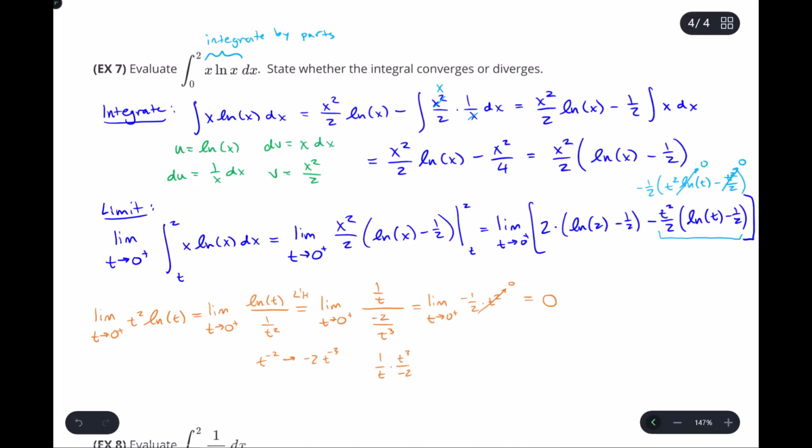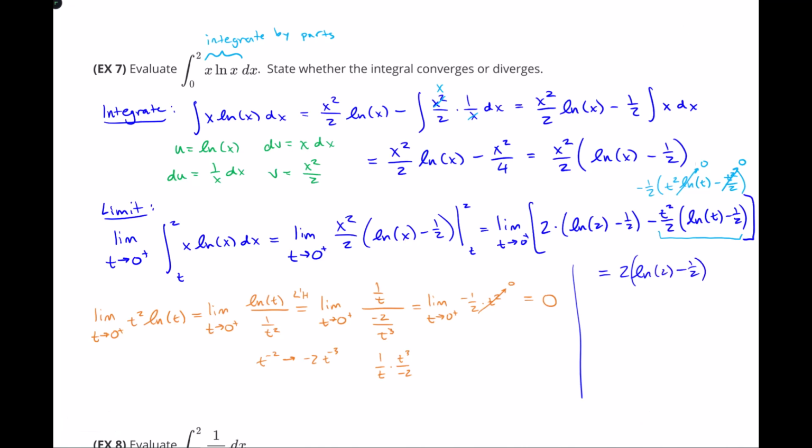So the value of the limit overall is 2 times the quantity, natural log 2 minus 1/2. And since that's a real number, the value of this limit converges.